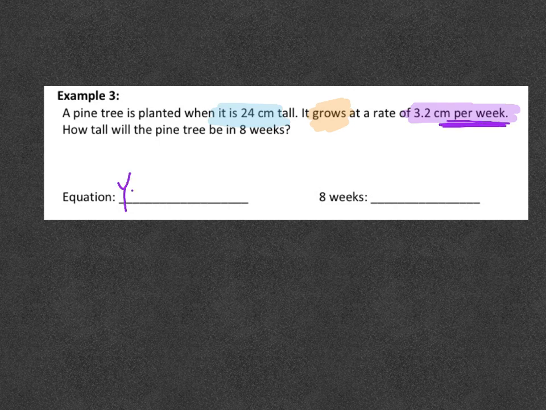I'm going to start by saying y equals, then 3.2x, and the quantity that the tree already was, 24, so plus 24. Y equals 3.2x plus 24. I want to know how tall it is after 8 weeks. I'm going to do just like I did the last one. I'm going to take this part of the equation, the amount that's repeated, times it with how many weeks, and then add the beginning height of the tree from when it was planted.